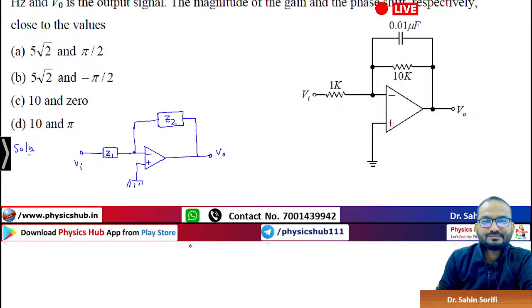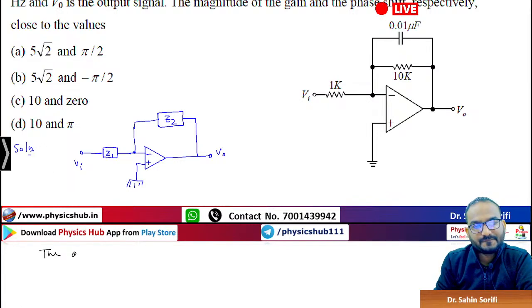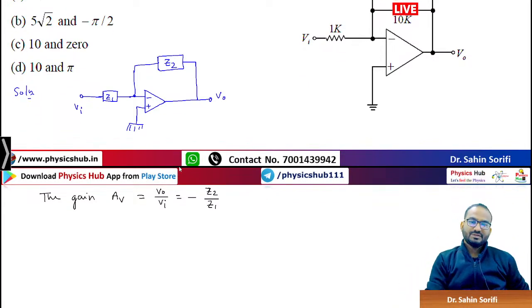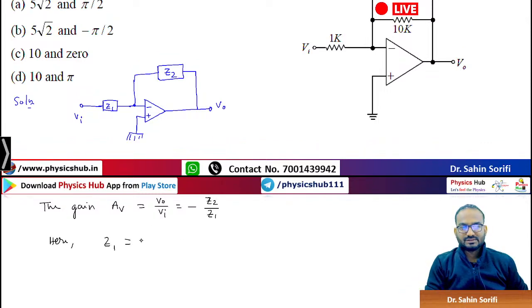So this is an inverting amplifier, you can say. So what will be the gain? You have to find out the magnitude of the gain. The gain AV is equal to V0 by Vi. Now how much? Minus R2 by R1, so Z2 by Z1. Right? This is the gain. Can you write it? So you have to find out the magnitude of this, because AV will come out to be a complex quantity because we have capacitors. What is Z1 here? Z1 is equal to this resistance of 1 kilo ohm.